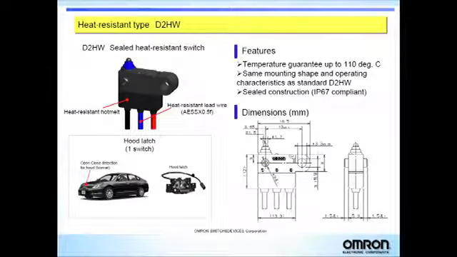Here is an example where Omron's taken a standard D2HW switch and modified it so it can be used in a hood latch application. We've made this switch more heat resistive than our standard version. So we've taken standard wires and replaced them with heat resistive wires, and we've taken our standard overmolding and made it heat resistive. So this switch now is guaranteed up to a temperature of 110 degrees C. Other than that, the switch has the same operating characteristics as a standard switch.